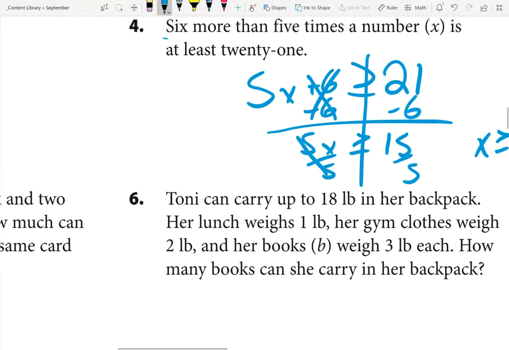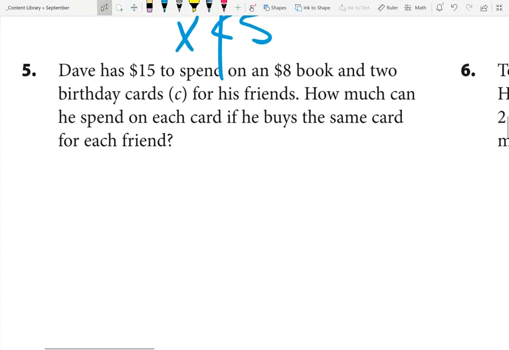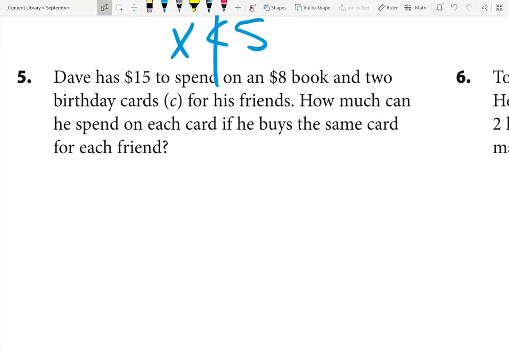So now number 5. Dave has $15 to spend on an $8 book and 2 birthday cards for his friends. How much can he spend on each birthday card if he buys the same card for each friend? So we have to compare the amount of money that Dave is spending to his total amount. So Dave is spending $8 on a book, and on top of that, he's buying 2 cards.